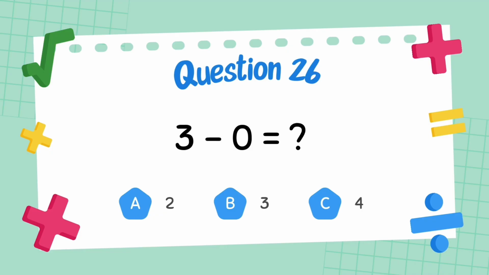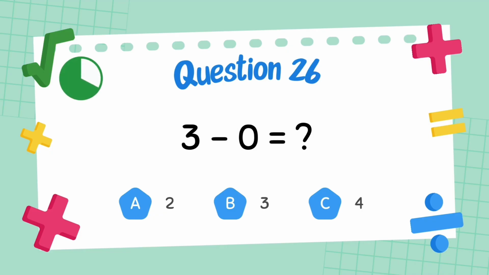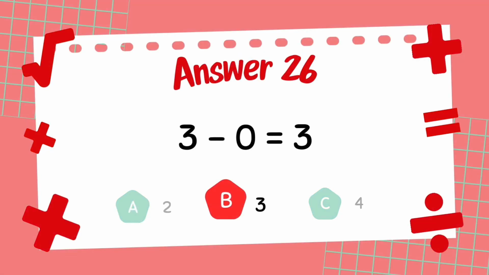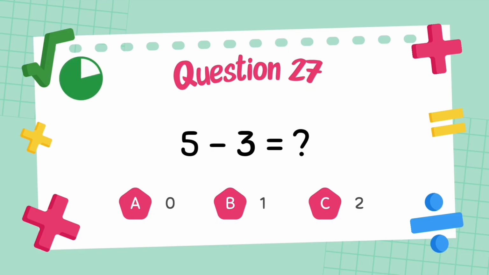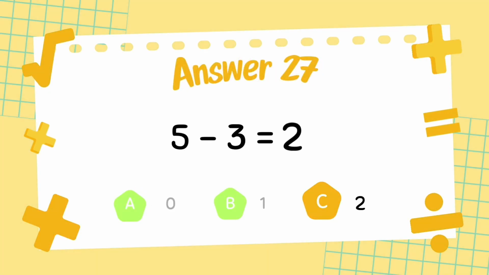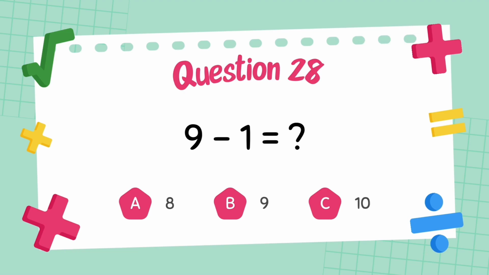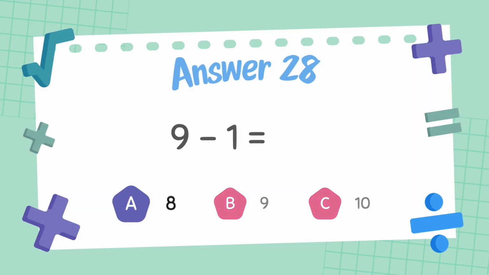What is 3 minus 0? The answer is 3. What is 5 minus 3? The answer is 2. What is 9 minus 1? The answer is 8.